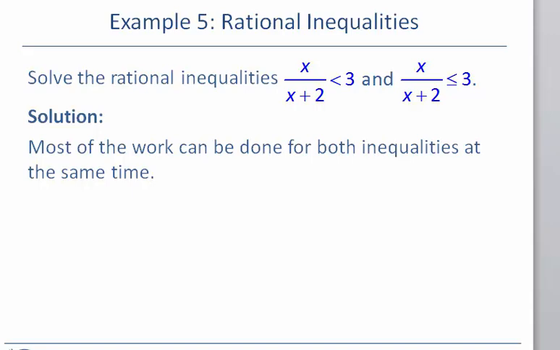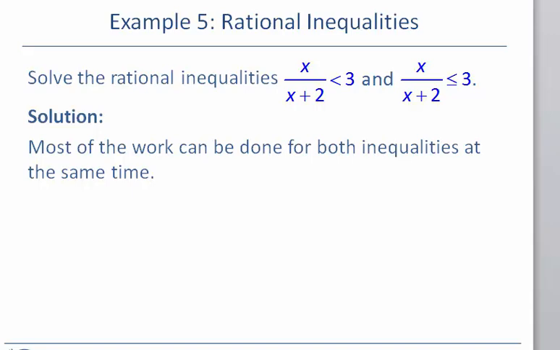Okay, so we're going to try one more problem. This problem is sort of a two-part problem in that most of the work can be done for both inequalities at the same time. We have a problem that says x over x plus 2 is less than 3, and then we have a problem that says x over x plus 2 is less than or equal to 3. So really our work is not going to change.